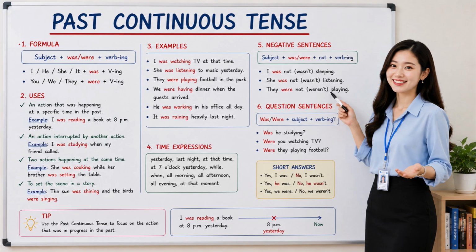Contractions. Wasn't equals was not. Weren't equals were not. Examples. I wasn't feeling well. She wasn't paying attention. They weren't playing football.